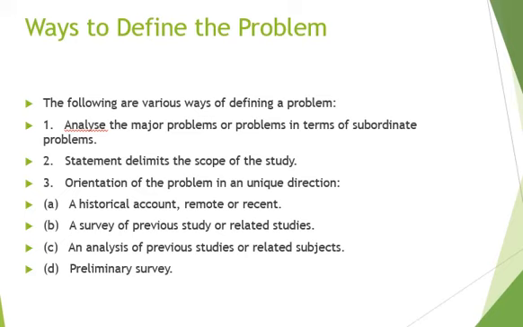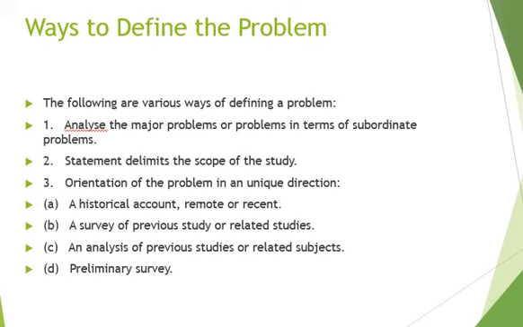And when you are defining a problem, your process or procedure for investigating is based on a specific direction. You cannot go in all directions, but you will go in a specific direction to conduct your research. A historical account, remote or recent. Remote and recent mean past researches or recent researches. You must have a historical account in terms of literature to define and explore it. What are the gaps available in the previous researches? A survey of previous study or literature studies.